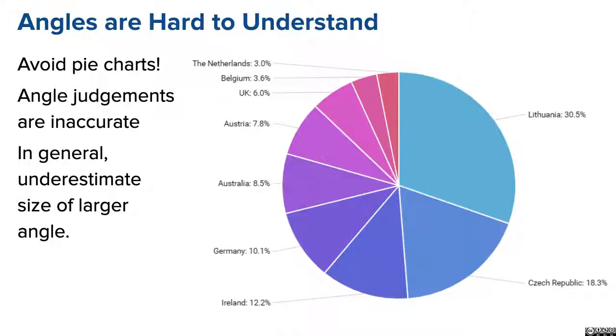In general, you underestimate the size of the larger angle. Okay, so you'll see here that the slice for Germany is about half the size of the Czech Republic, but it's kind of hard to tell, and this plot doesn't facilitate comparisons. In general, we frown upon pie charts. Okay, so don't use pie charts in real life.